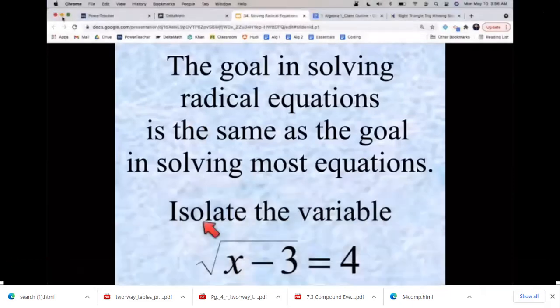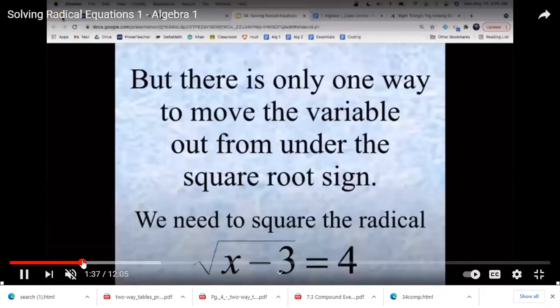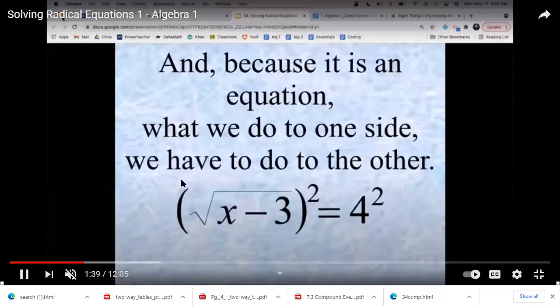Square root of x minus 3 equals 4. I will put a power of 2 on both sides, because this is an equation, so we want to work with both sides the same. Any operation you make on the left side, you have to make on the right side. I want to remove the radical sign. This one was a square root, so we are going to raise everything to the power of 2.